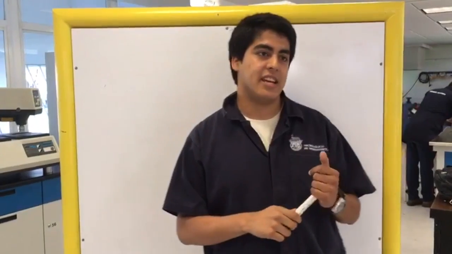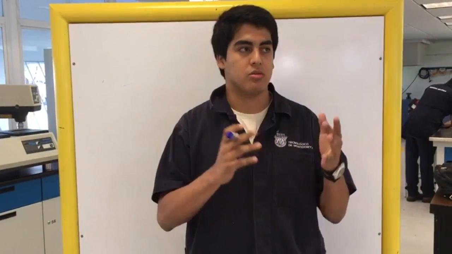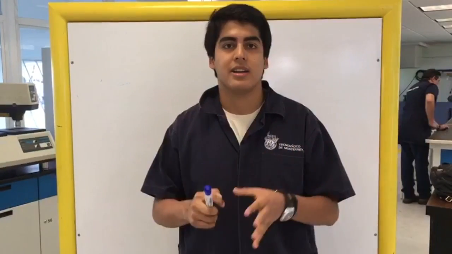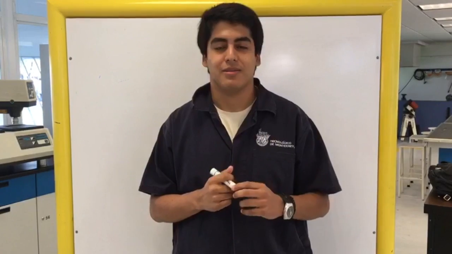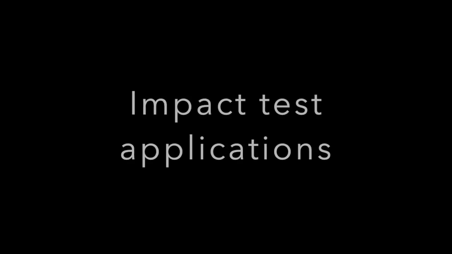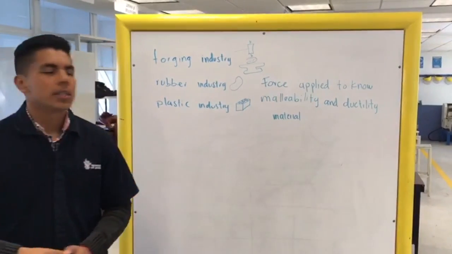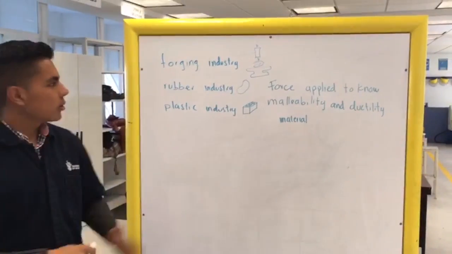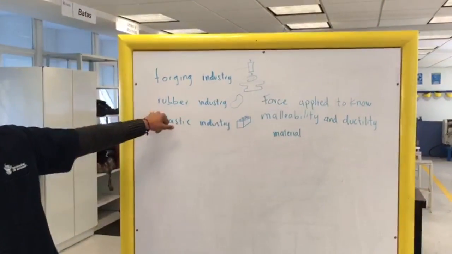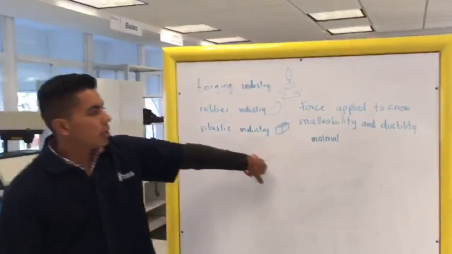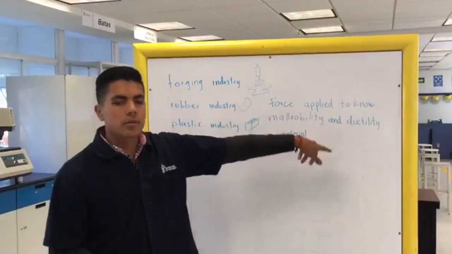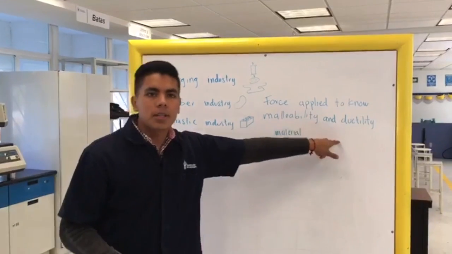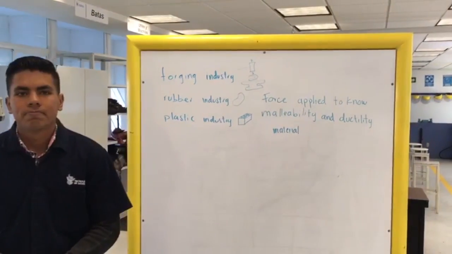Impact resistance is the ability of a material to support the load applied to it. The main applications of the hardness test, we can use it in the forging industry, rubber industry, and plastic industry. They are applied for knowing the force applied for the malleability and ductility of the material.